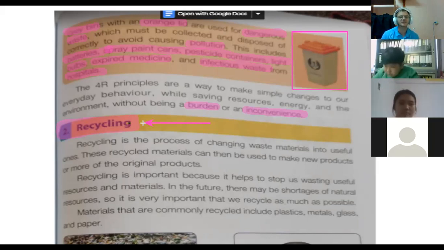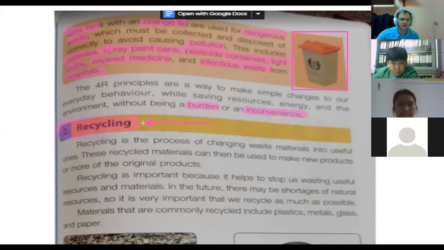Let's look. Recycling is the process of changing waste materials into useful ones. So we take our waste and we create something useful. That is recycling. These recycled materials can be used to make new products or more of the original product. So for instance, these normal water bottles, when they recycle them, they just crush them and they make a new bottle from that plastic.